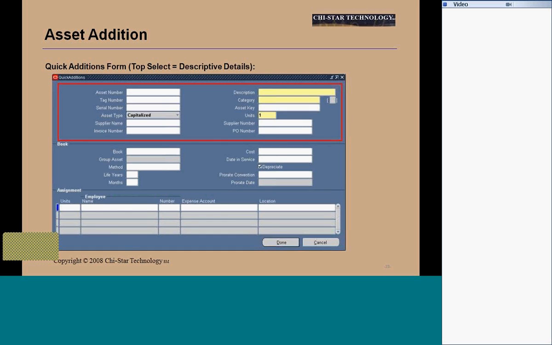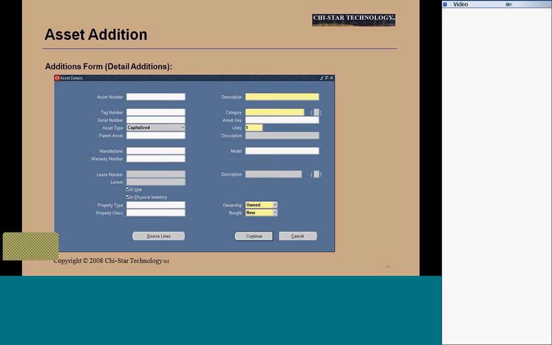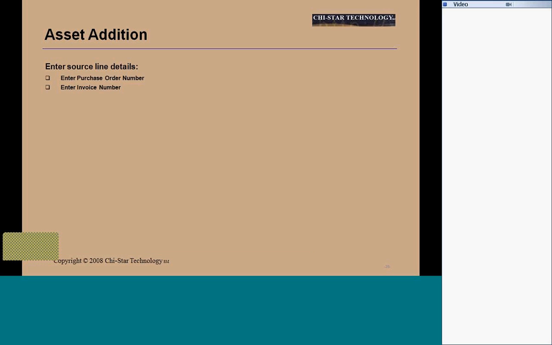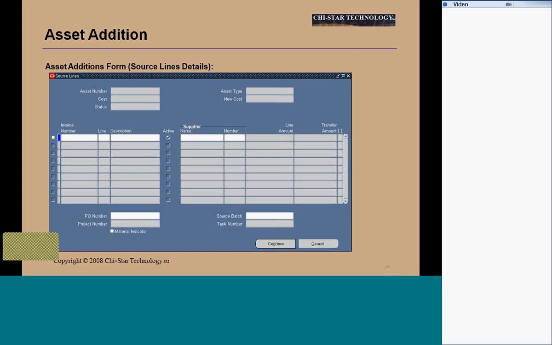So this walks through the quick additions form and the detail additions form and what is required. On the quick additions form, the first portion of the form is your descriptive information. On the detail additions form, the first form that you pull up is all of your detail information, your descriptive information. Entering purchase order information and invoice information can only be done through the detail additions form. In quick additions, you do not have the capability of adding this information at the time of the original data entry.